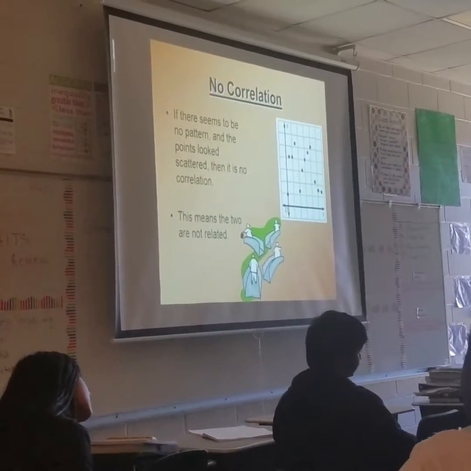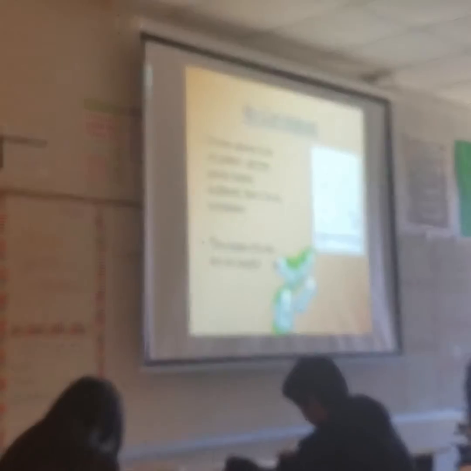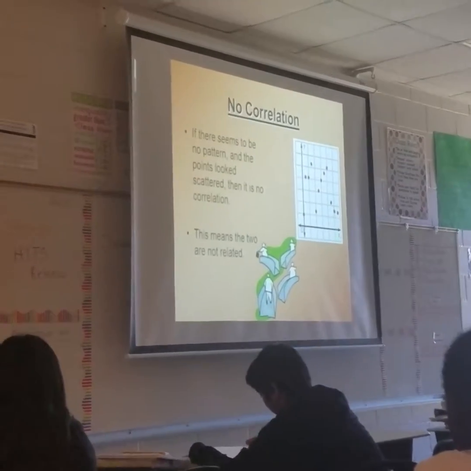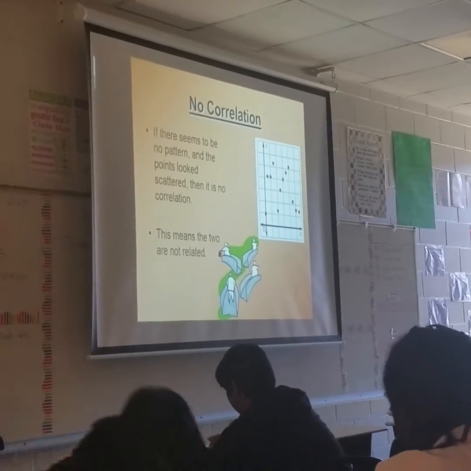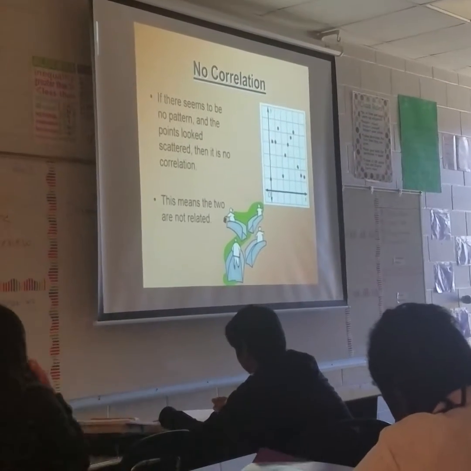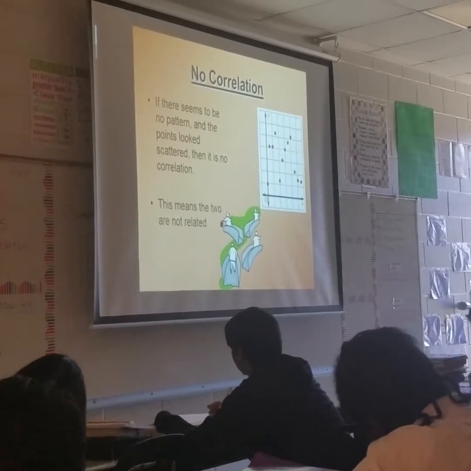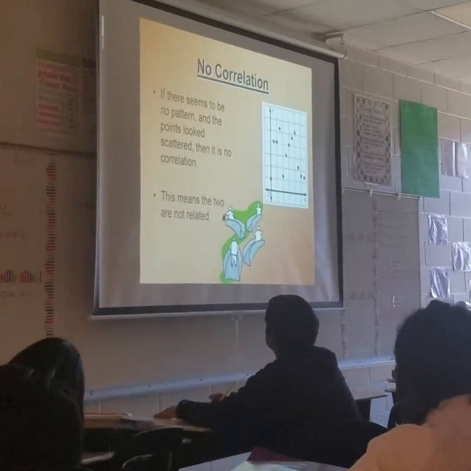Okay, so now we're going to talk about no correlation. Let's go ahead and read that, please. There seems to be no pattern in the points below the scatter plot, and it is no correlation. This means the two are not related. Okay, so look at the graph over here. We have points all over the place. We don't have our X and our Y pair, they're just spread out. So that's going to be no correlation there.